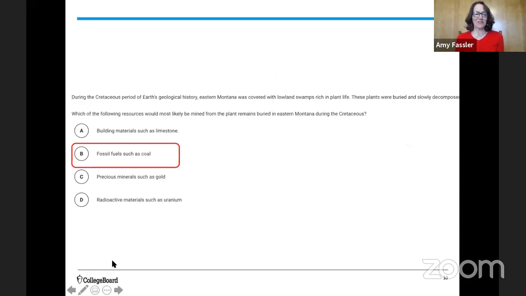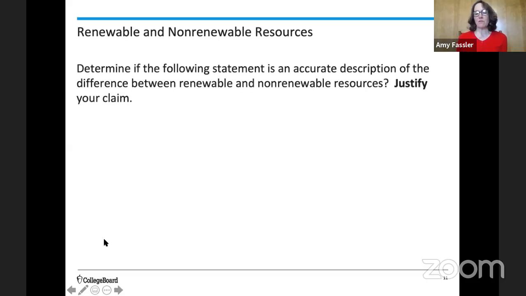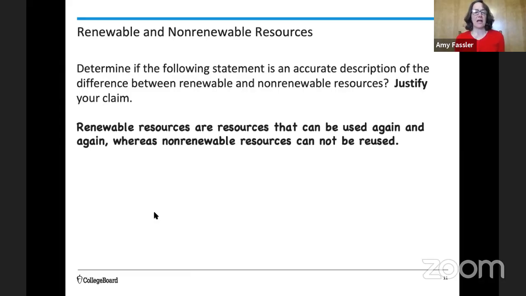And the answer is fossil fuels such as coal. Yay! So let's take that idea of how long these fossil fuel resources took to form and review the idea of renewable versus non-renewable. I think it's a pretty easy concept. So I'm going to have you determine if the following statement that I'm going to show you in just a second is an accurate description of the difference between renewable and non-renewable, and justify your claim.